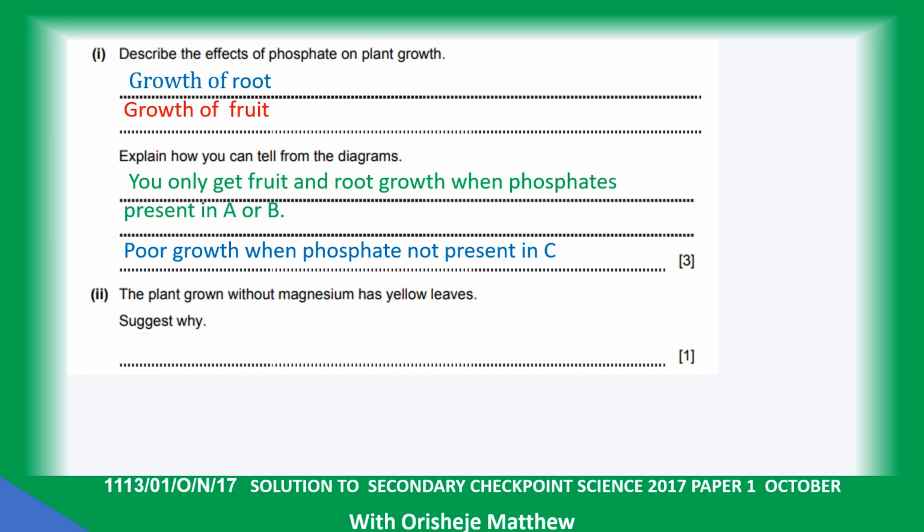The plant grown without magnesium has yellow leaves. So guess why? Magnesium must be needed to make chlorophyll, because that is what makes the leaves green. It is responsible for the green color of the leaf.